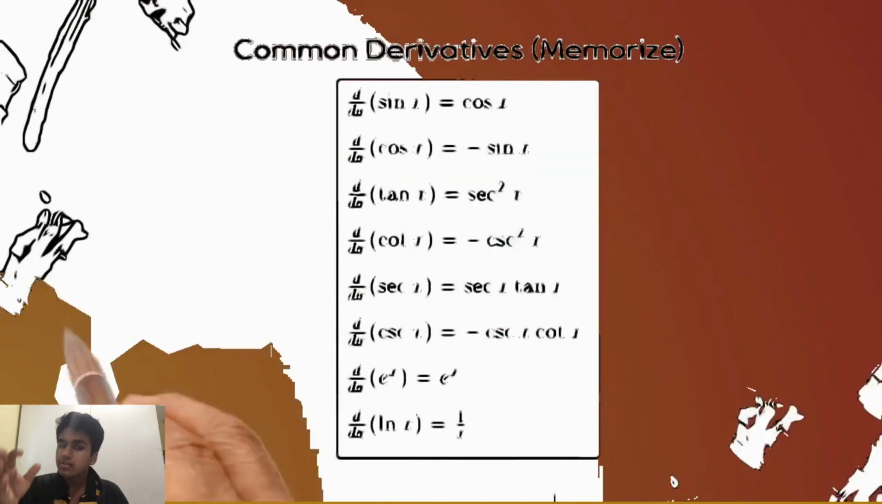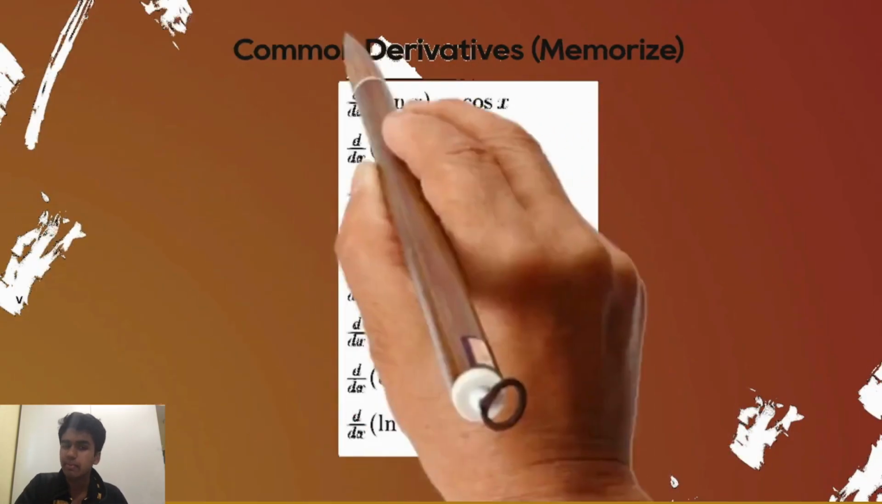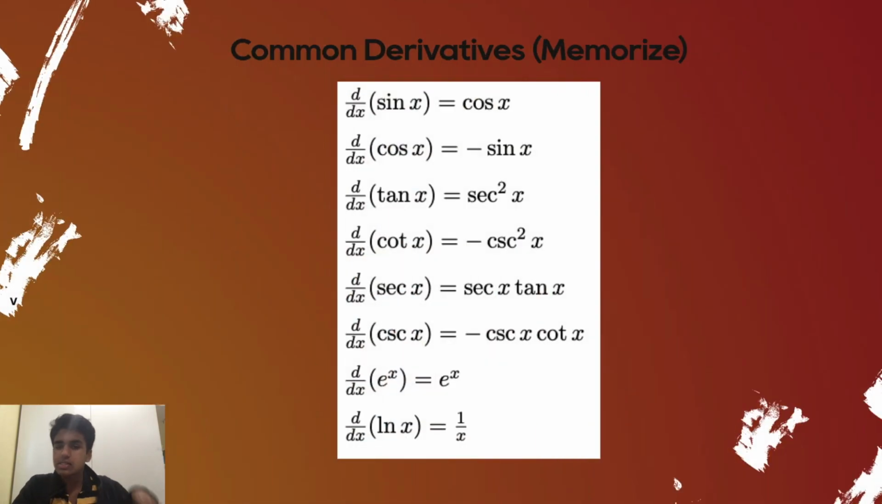Now, these are some common derivatives you should memorize. The derivative of sine of x, cosine of x, tangent of x, cotangent of x, secant of x, cosecant of x, e to the power of x, and the natural log of x. So please pause the video and memorize these.